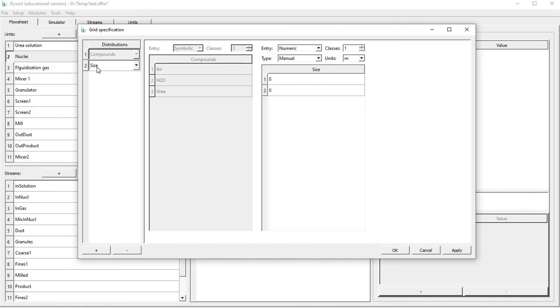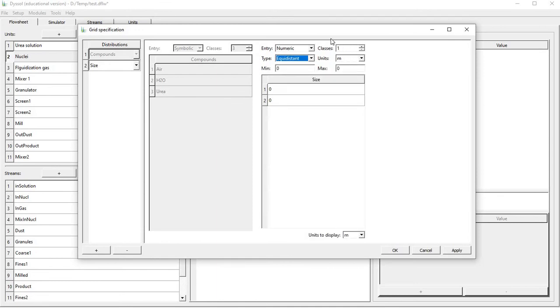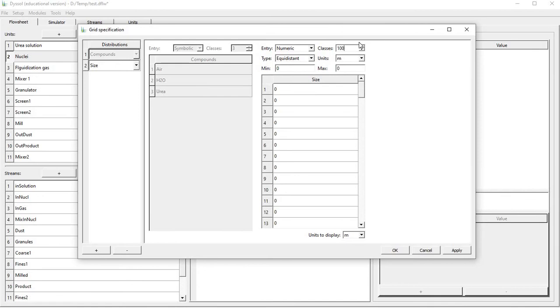And as a second dimension, a second property coordinate, I will pick the size. And to perform simulation of urea granulation, I will use an equidistant grid with 100 size classes, and the dimensions of it will be from 0 up to 4 millimeters.